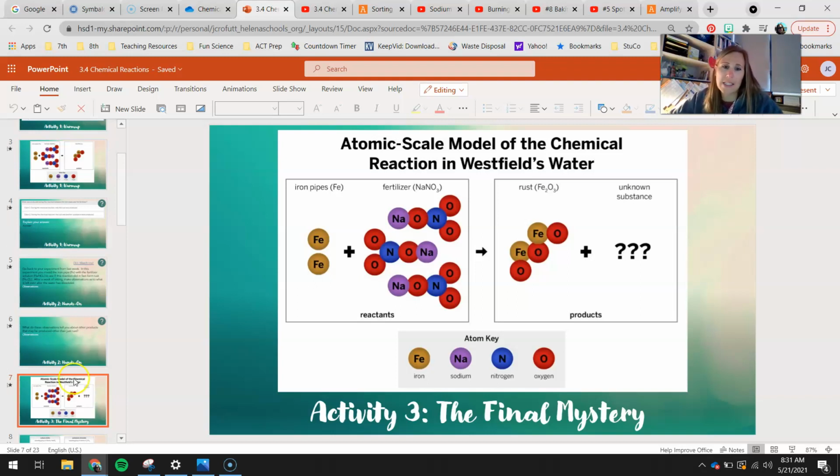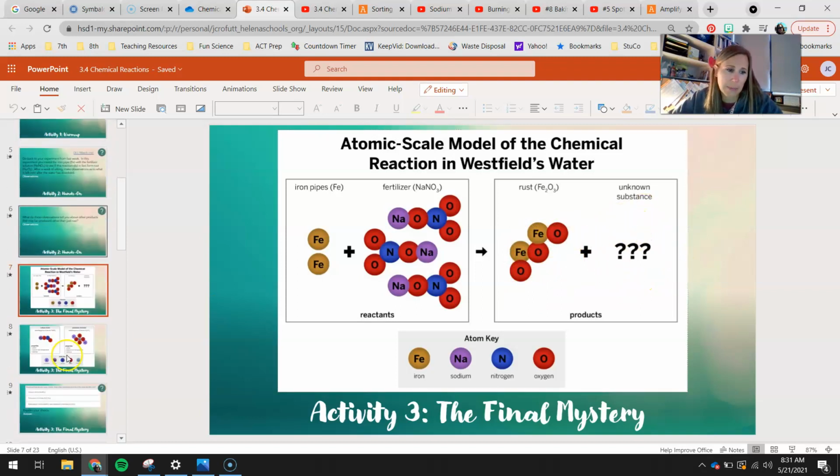All right, so what you guys see is we obviously had some kind of white crystalline structure that formed other than the rust. We didn't just see rust left over after all that water had evaporated. So what we know is 2 iron atoms come together with 3 NaNO3 molecules to form Fe2O3, which is our rust, and some other unknown substance.